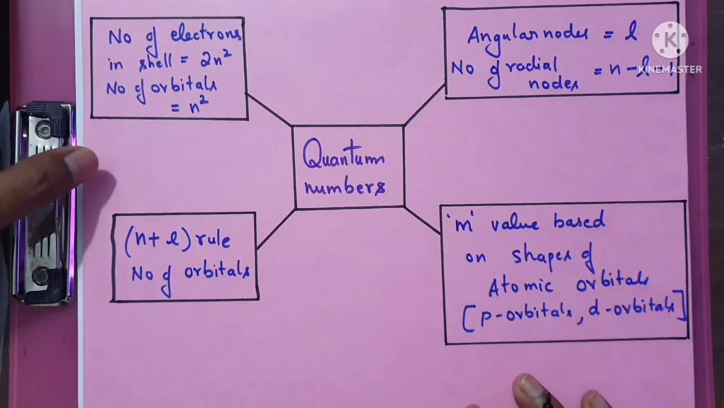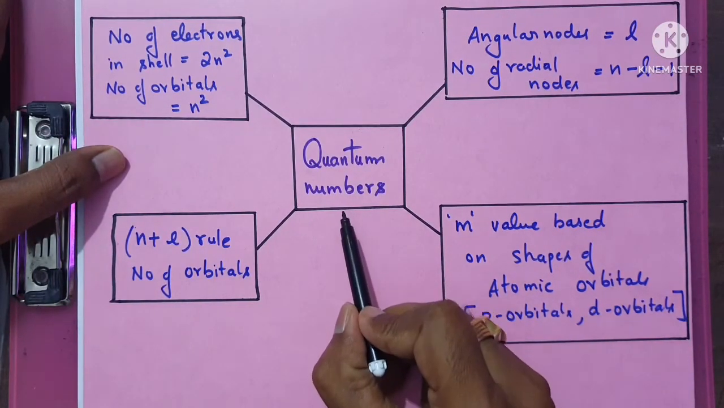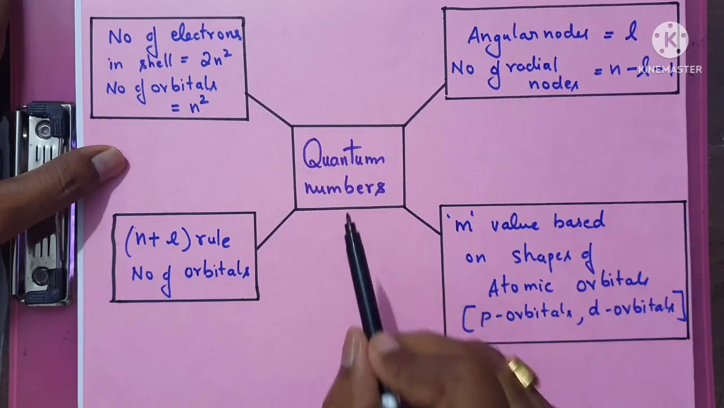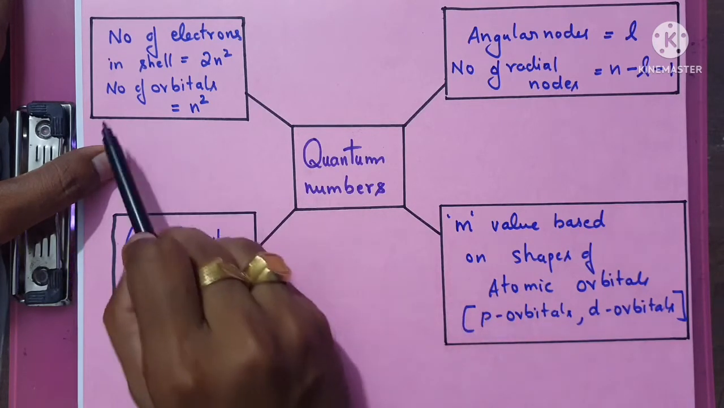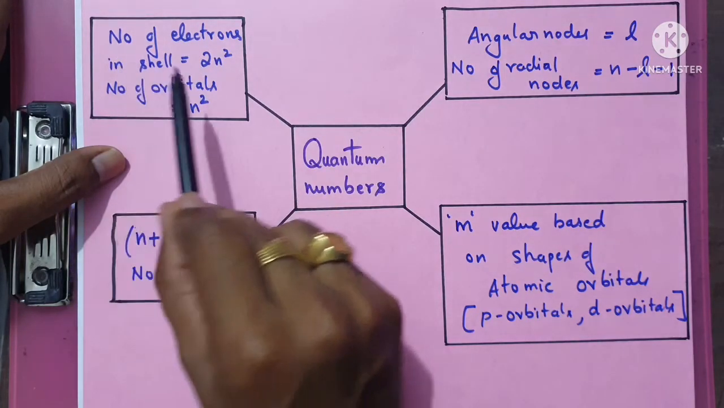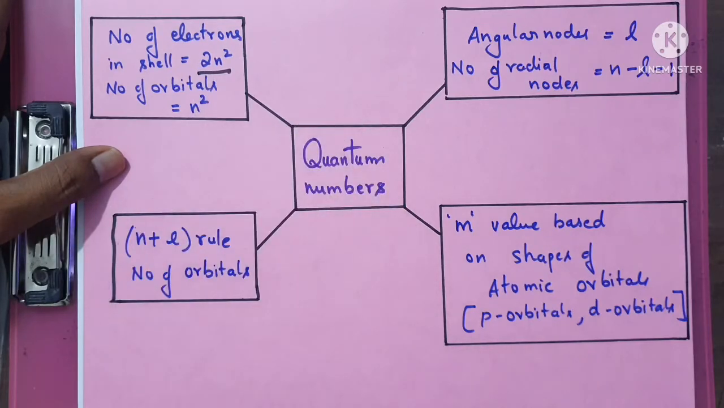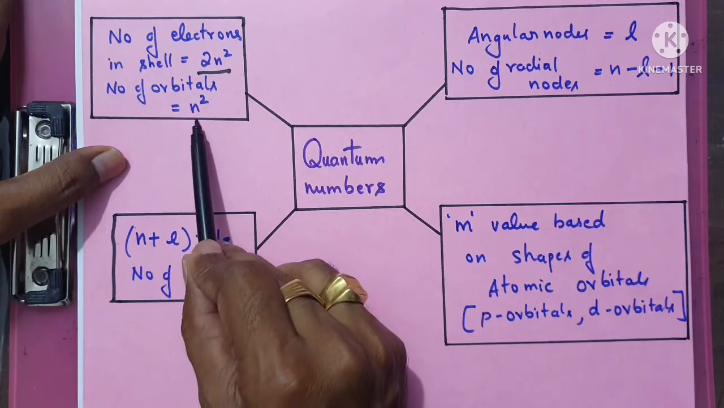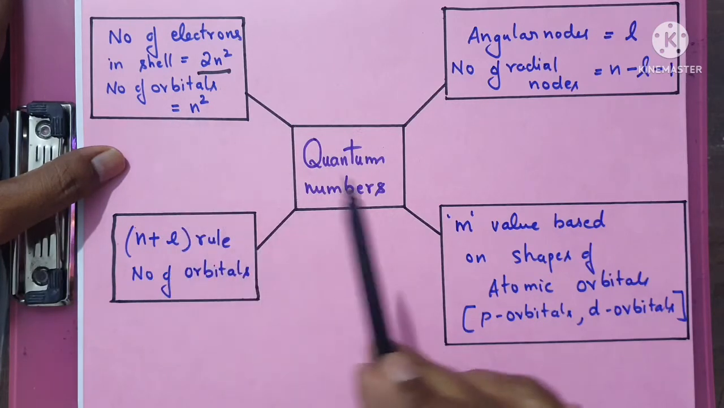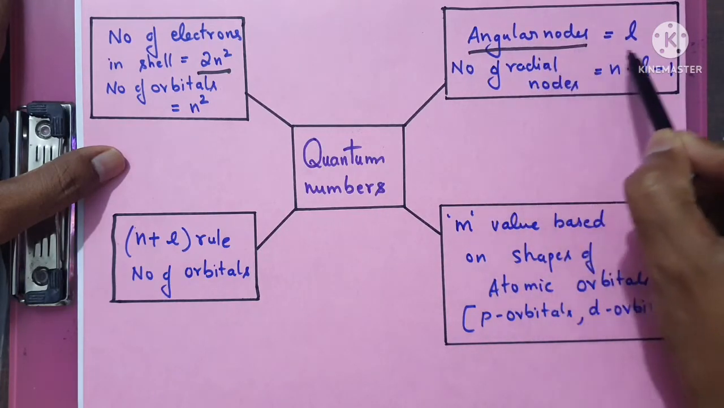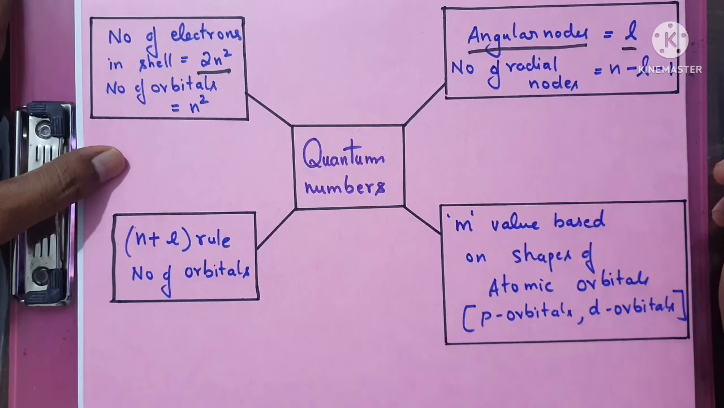Children, you can observe here, if you know how to find the quantum numbers of the examples given, then what are the questions that are going to be related or connected to quantum numbers? You can come to this side. You can easily find the number of electrons in a shell by using the formula 2n square. You can easily find the number of orbitals present by using the formula n square. If you know the quantum numbers, you can also find angular nodes, that is always equal to the azimuthal quantum number.